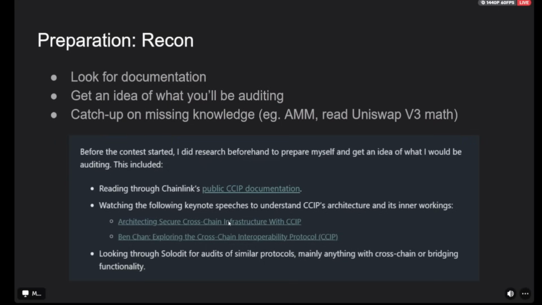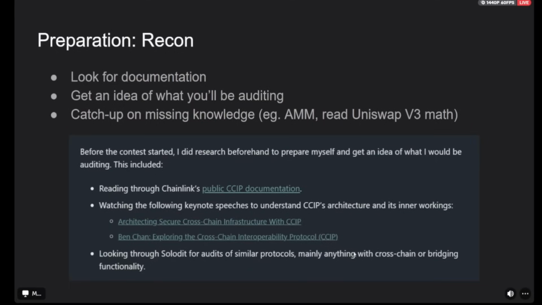Because if I tell you that it's a bridge, you don't know how it's working. You just know it sends tokens from one chain to another chain. But these two lectures actually went through how the bridge worked in depth. I'll show you guys later, but they had an outline of the router to the token locking functionality and how it's sending stuff over from one chain to another chain, which is really, really helpful before you start auditing.